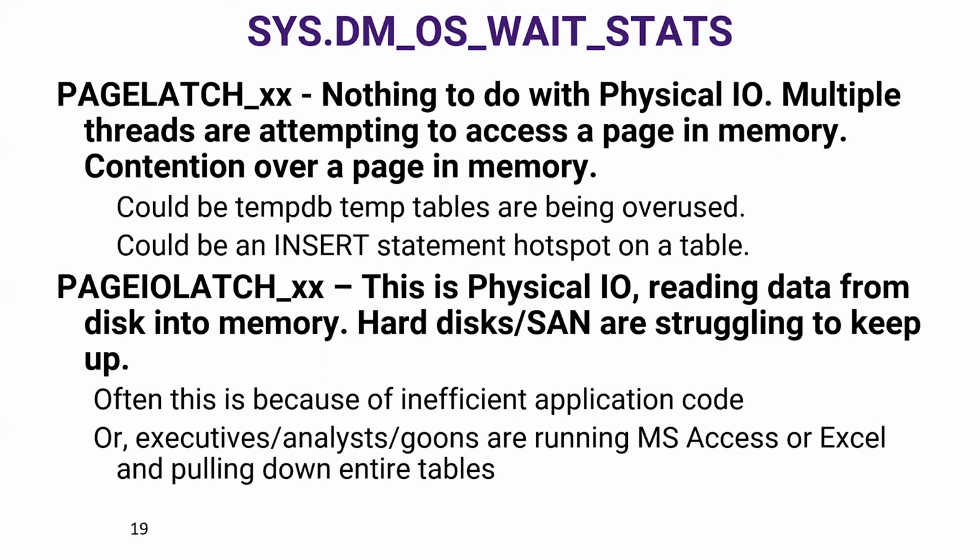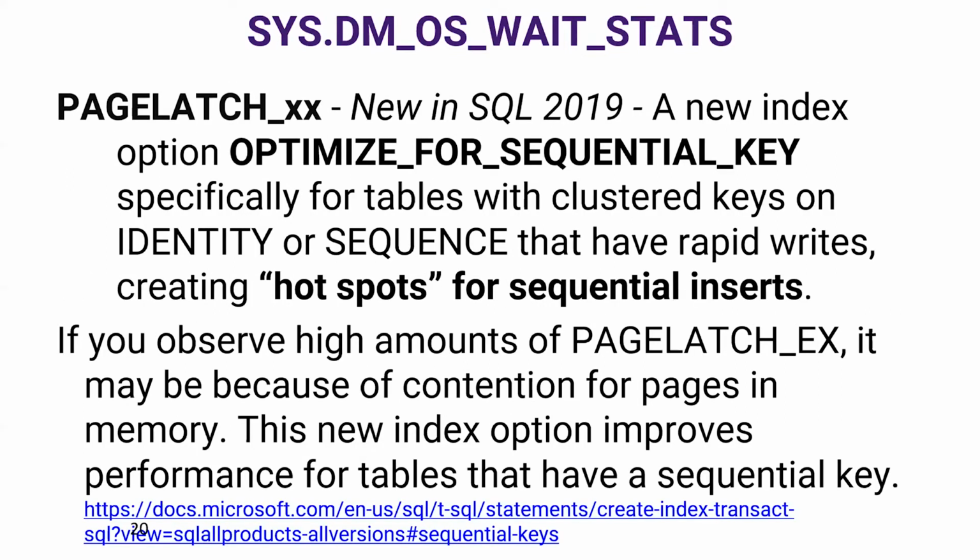Page IO latch, on the other hand, this is physical IO. This is reading data from a disk into memory. So hard disks and SANs are struggling to keep up with whatever it is that you're asking them to do. Often this is not a SAN problem, but again, inefficient application code, poor indexing, poor queries. Or again, the goons over in marketing are running an Access and pulling down entire tables. This could be one of those as well. I blame a lot on the marketing folks.